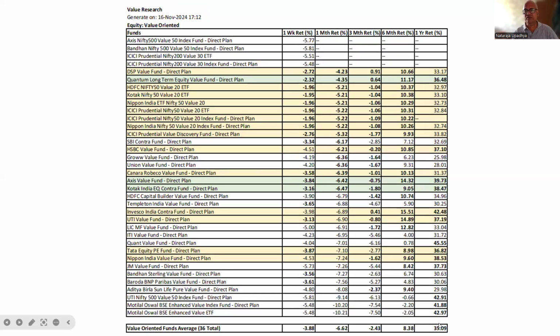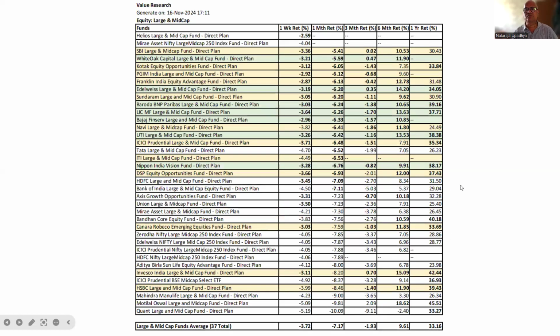Value-oriented funds have 35.09% annual return, but negative return for 1 week, 1 month, and 3 months basis. The best annual return among the green is Axis Value Fund at 39.73%, and the ones in green are Quantum Long-Term Equity Value Fund, Axis Value Fund, Kotak India Equity Contra Fund. So next one is large and mid cap funds.